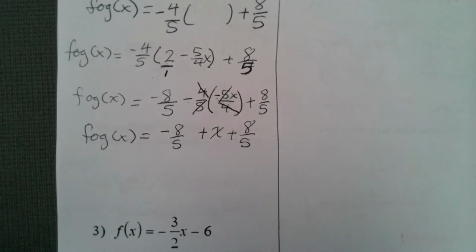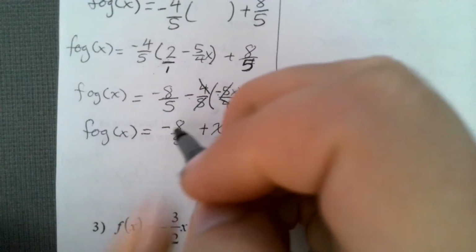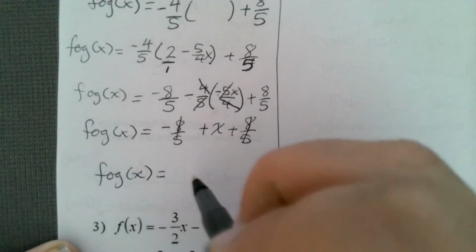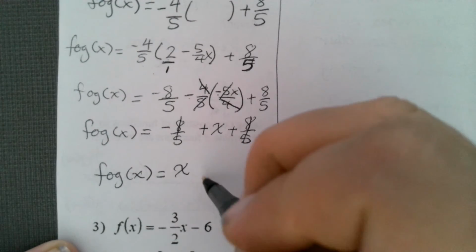Victor, can you help me out? What's negative 8 over 5 plus 8 over 5? Yeah, just 0. Those go away. So what do I have left? What's the only thing left? What does that mean? It is. That means yes, these are inverses.